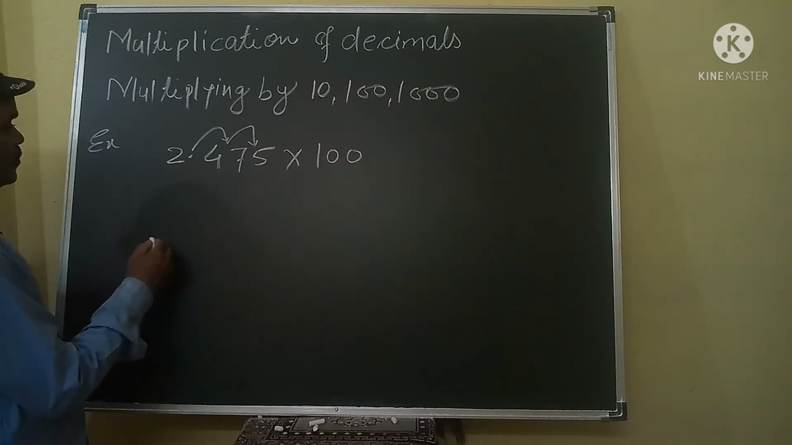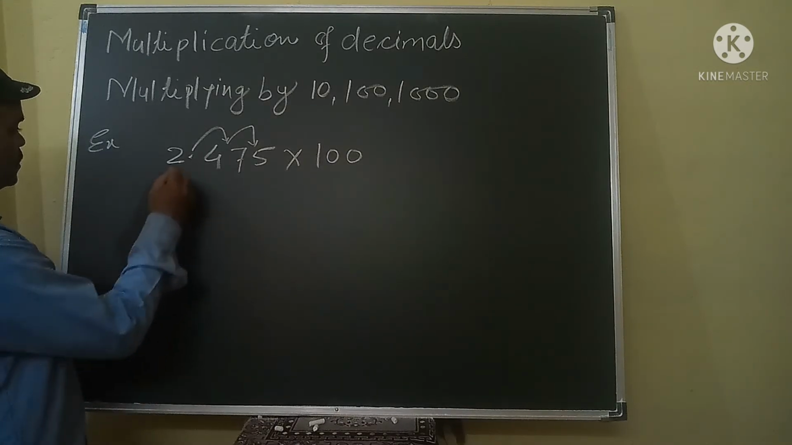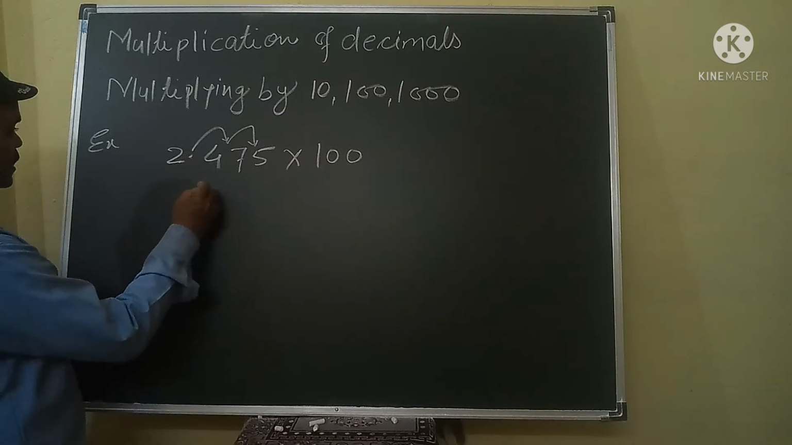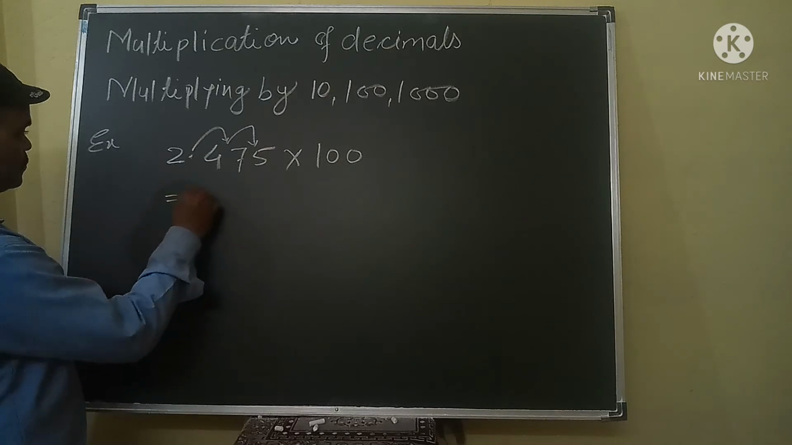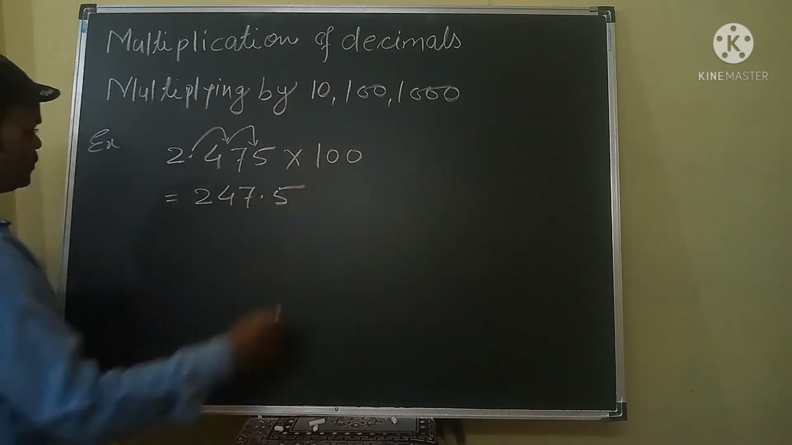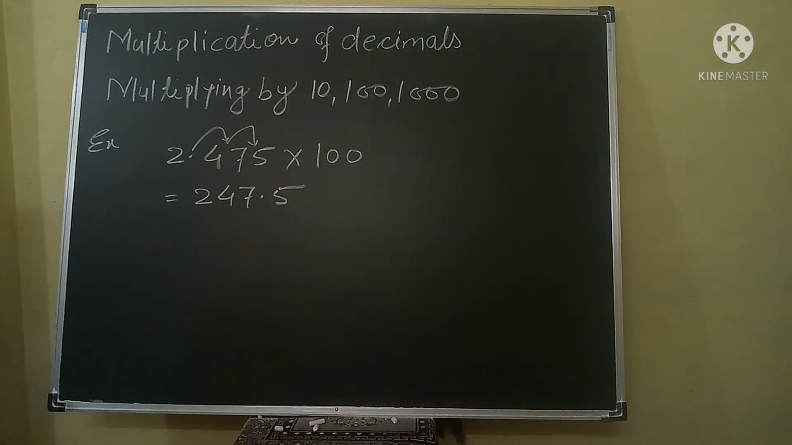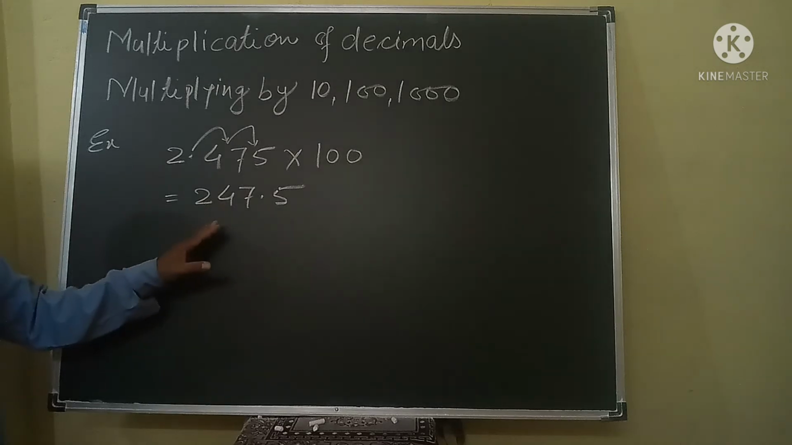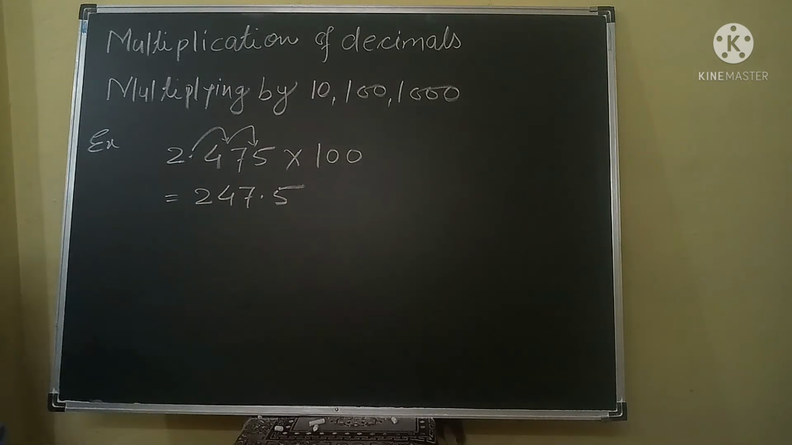So the final position of the decimal point is 247.5. Okay, 247.5. This is the required answer for the required question.